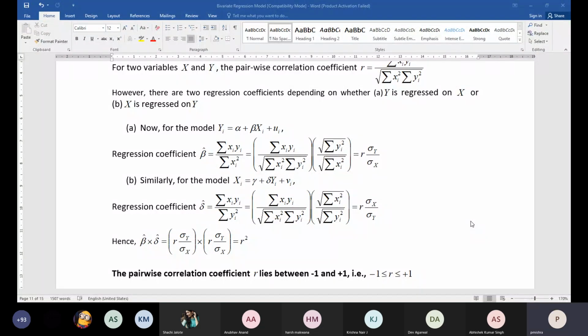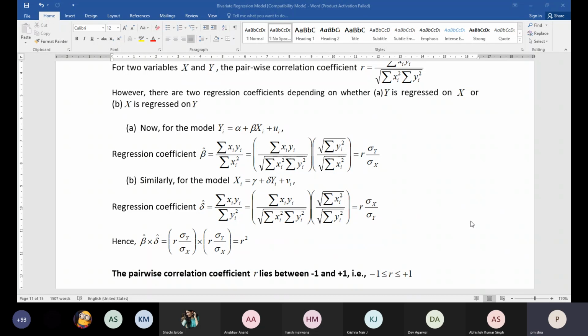Now, for a bivariate model, the relationship between correlation coefficient and regression coefficient is simple, but the relationship becomes very complex from bivariate regression model to multiple regression model. That discussion we will do subsequently.